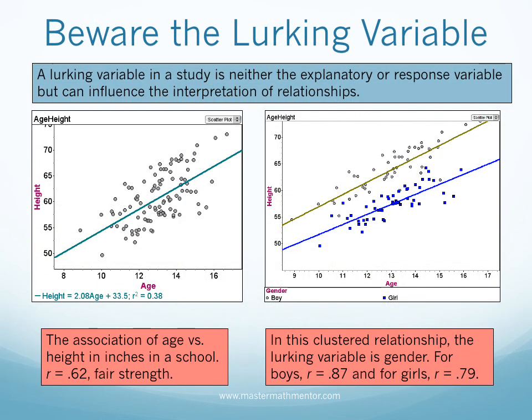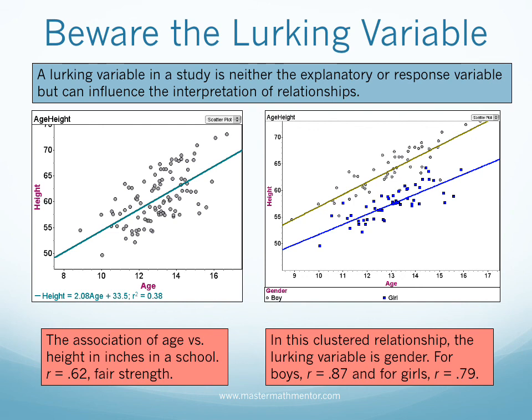We mentioned that the relationship between two variables can be strongly influenced by other variables. Since those other variables are lurking in the background, we call them lurking variables. A study was made in a private school of the relationship between students' age and their height in inches. The scatter plot was shown. Linear regression was done, and we end up with an R of 0.62, indicating fair strength.